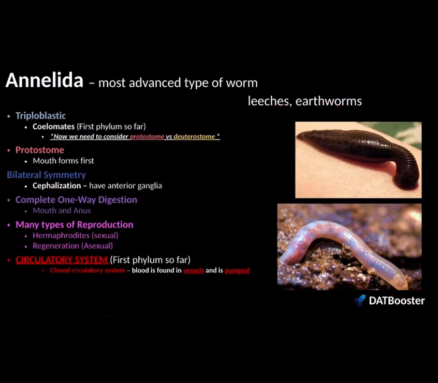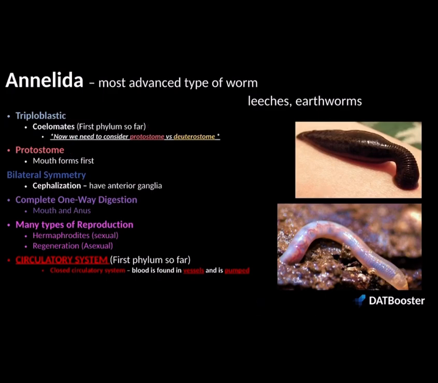So a leech and an earthworm are great examples of an annelid. These are triploblastic animals, meaning we have to worry about the coelom, and they're coelomates. This is the first phylum so far that we've looked at that are true coelomates. Because they are coelomates, we now have to consider their blastopore, whether it's an anus or a mouth first, so protostome or a deuterostome. And annelids are protostomes, which means that their mouth forms first from the blastopore.